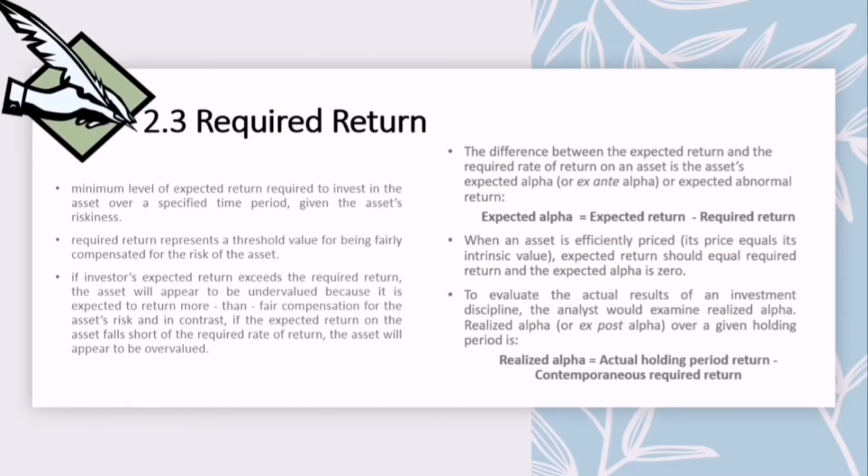When an asset is efficiently priced, its price equals its intrinsic value, expected return should equal required return, and the expected alpha is 0. Meanwhile, to calculate the asset's realized alpha, we subtract contemporaneous required return from actual holding period return. The asset's realized alpha is used by analysts to evaluate the actual results of an investment discipline.